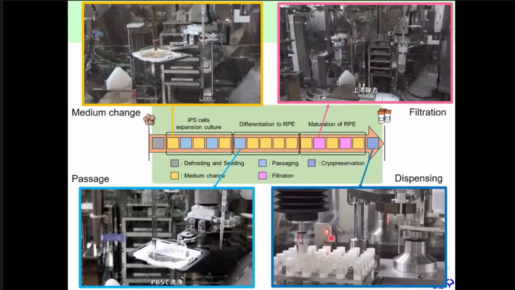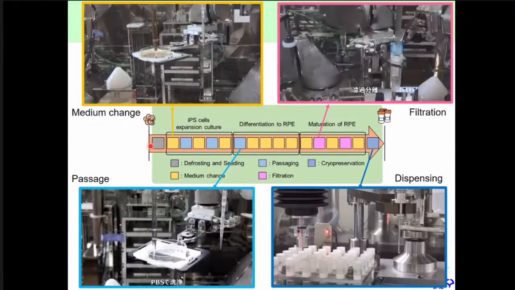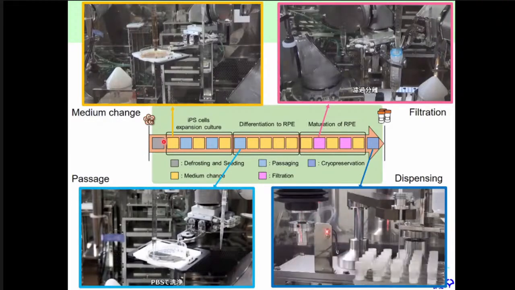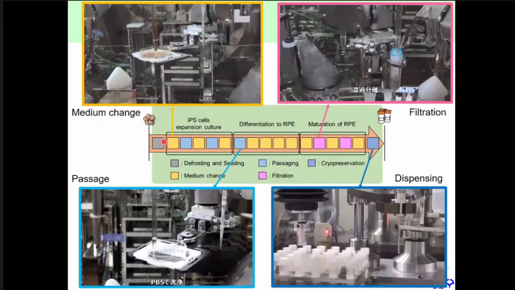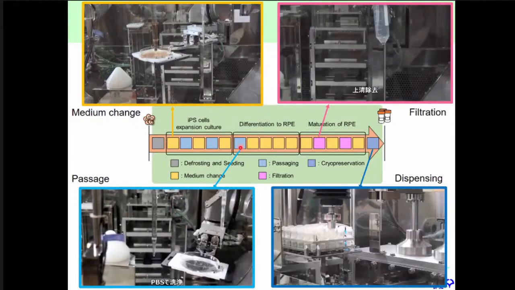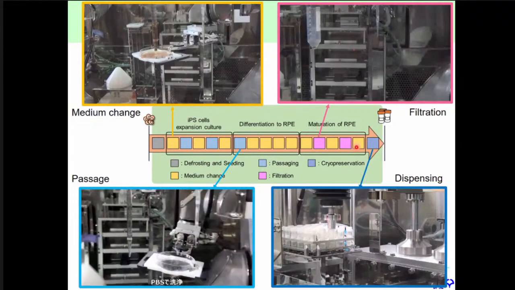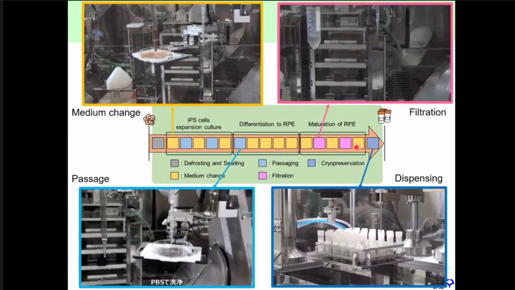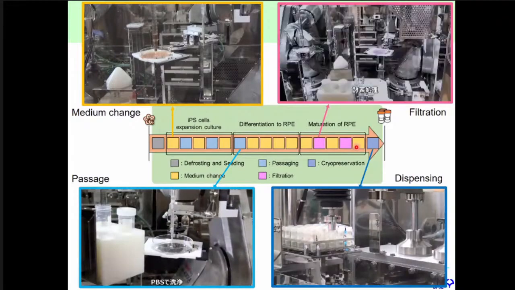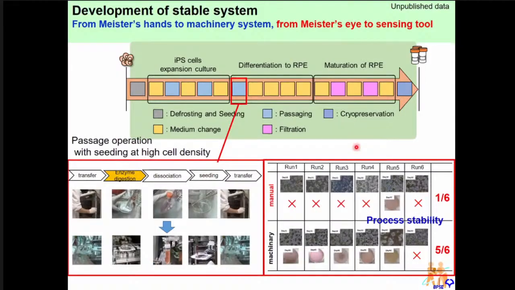So from the first, this part is a manual operation. That's a thawing process. Quickly we have to do it. So that means we perform the manual operation. After seeding the first time into the culture vessel, from here we perform only using the machinery system. So we prepare the robotic arm system. So how about the advantage of the machinery system?